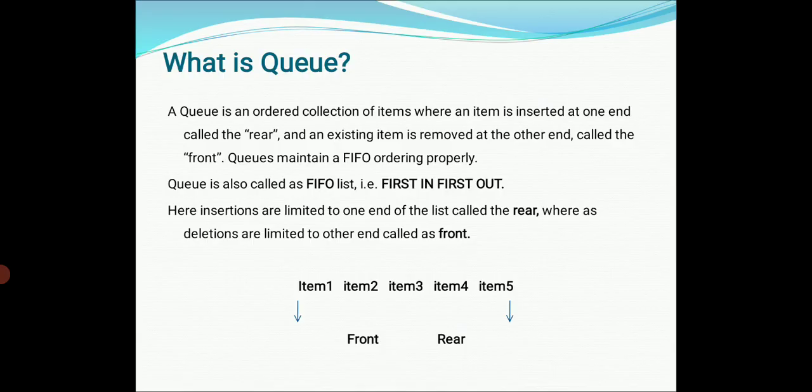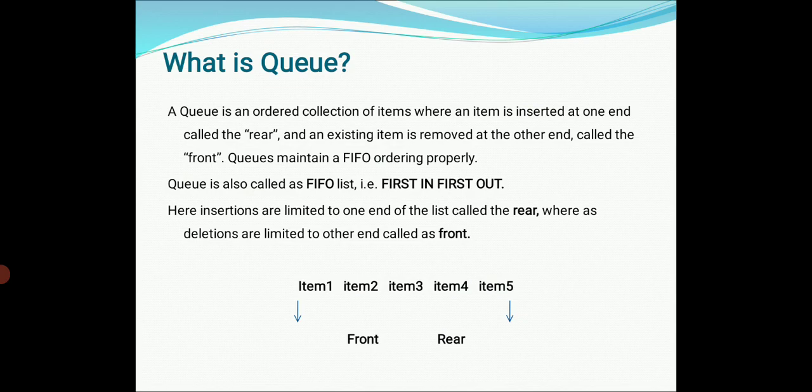So, this is the first slide. First of all, what is a queue? Same as a stack, here also, a queue is an ordered collection of items where an item is inserted at one end. That end we can call the rear end, and an existing item is removed at another end. That end we can call the front end, so it is called FIFO, that is first in first out.